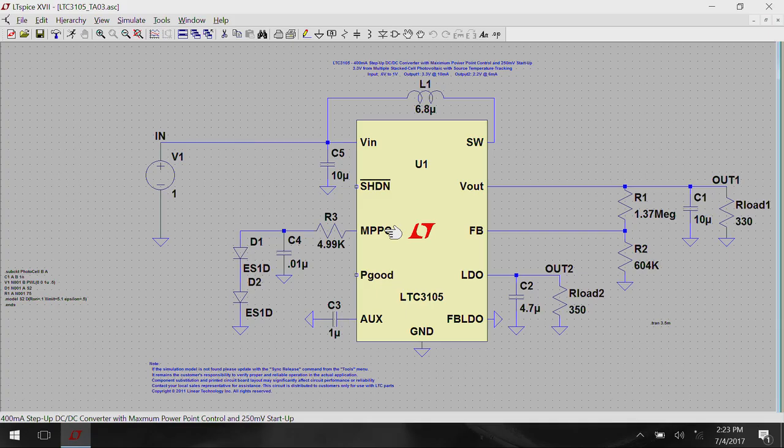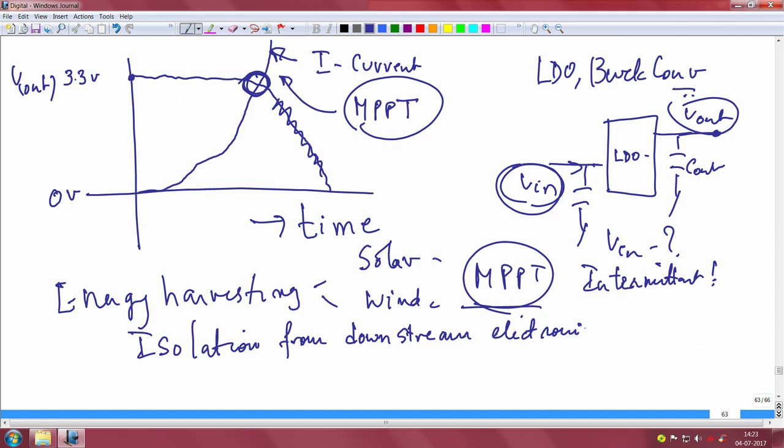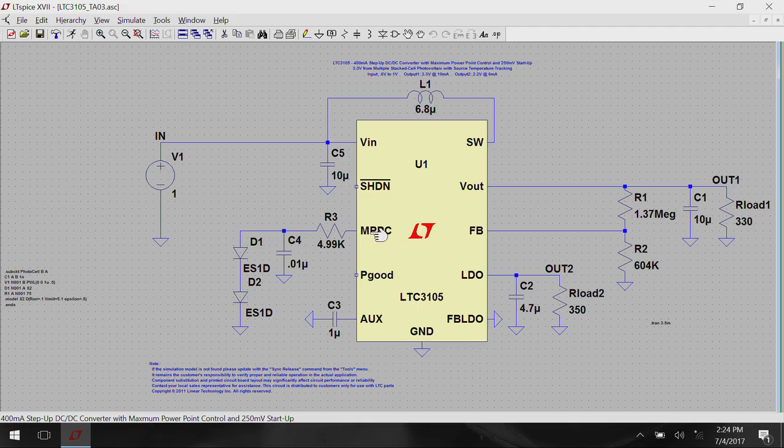Basically you should ensure that the LTC 3105 never shuts down and does not get thoroughly overloaded by the output. So, it is in a way providing isolation from downstream electronics. In a way, that is what it is trying to do. This MPPC pin is essentially doing that.